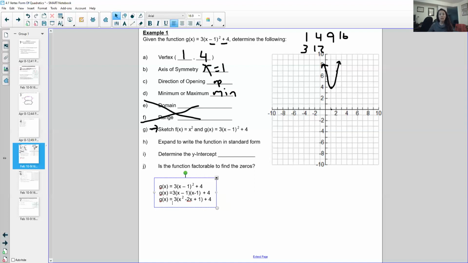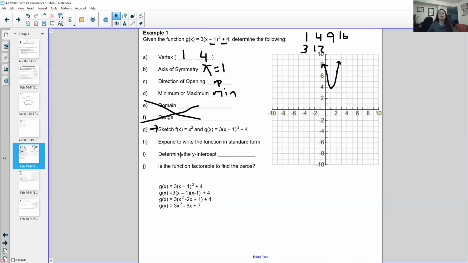Now I'm going to distribute the 3. 3 times x squared is 3x squared. 3 times -2 is -6. And 3 times 1 is 3. So I've changed all the values inside my brackets. I've distributed the 3 to every term in here. And now I'm going to combine the 3 and the 4 to give me 7. 3 plus 4 is 7. Okay, so we've expanded. Done.